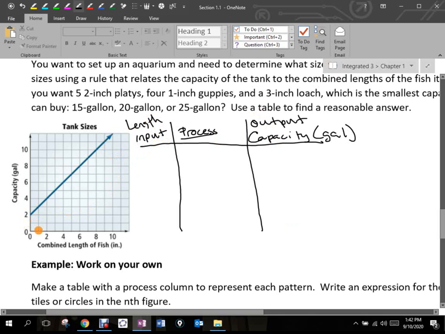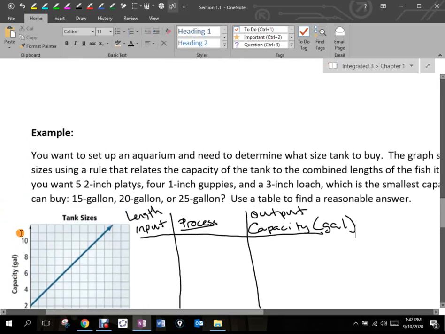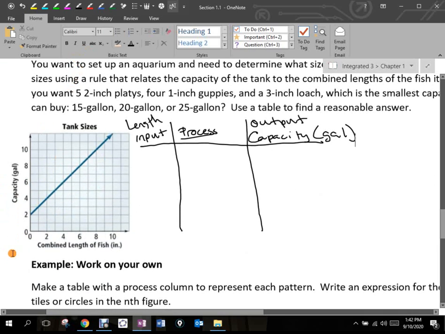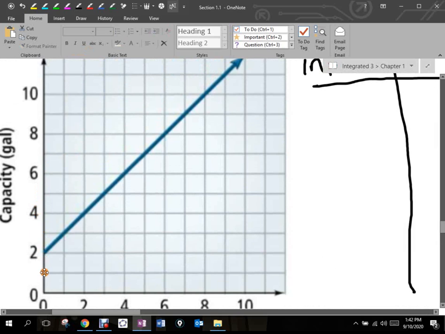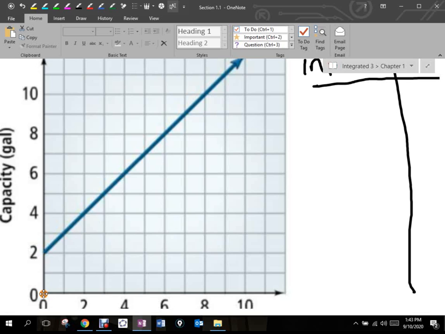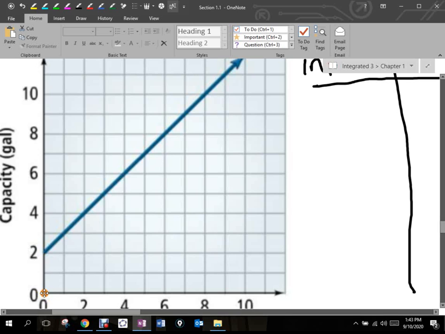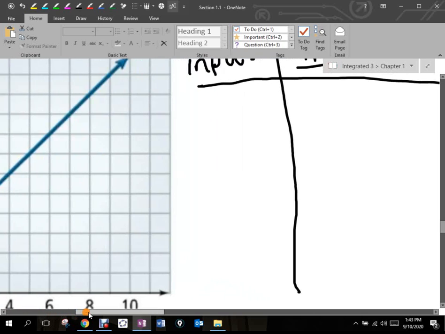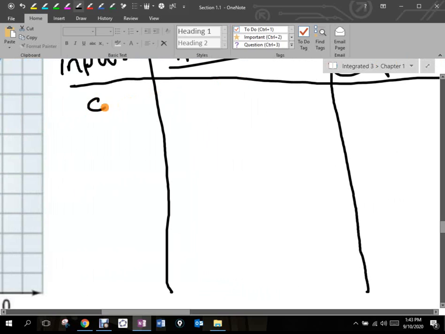So first thing, and it might not make a whole lot of sense because of the scenario, but I'm going to look at this value right here. We'll zoom in a little bit. If I look right here at the combined length of being 0 inches, which would essentially be 0 fish, right? But if I have 0 fish, do I really need an aquarium? No, so that's why it might not make a whole lot of sense. But graphically it's saying if I have 0 inches, I need 2 gallons, right? Does that make sense? So my input for this first one is going to be 0, and the output, the number of gallons I need, would be 2.